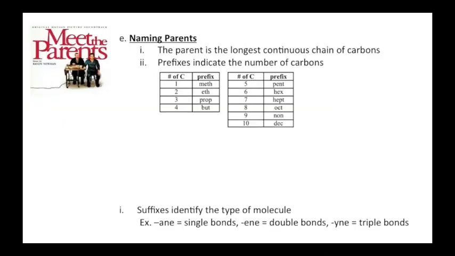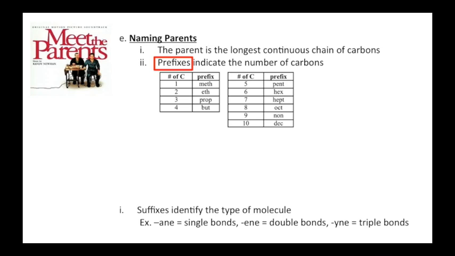Okay, let's meet the parents. Okay, so how are we going to name parents? It's the first thing we need to talk about, naming the parent. Okay, the parent is the longest continuous chain. So you just find the longest chain, and I'll show you that in just a second, and that's the parent. It has to be a continuous chain though, and you'll see what that means as we go through this.